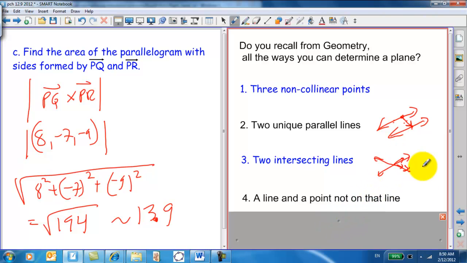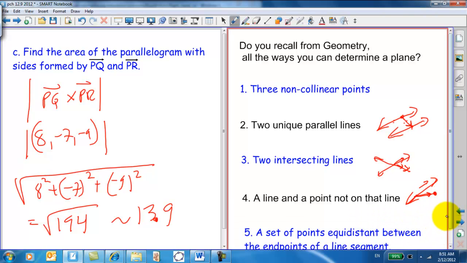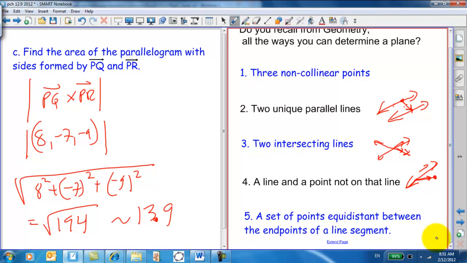A line and a point not on that line. That could be tricky. Well, you've got the direction vector of this line, and you can take any point on the line and draw the direction of the vector to the point not on the line. And now you can take the cross product of those 2. And lastly, a set of points equidistant between 2 endpoints of a segment. That's where the distance formula can come into play. You want to get this plane, and here are these 2 points, and remember we looked at this before? And you can create the equation of the plane that way.